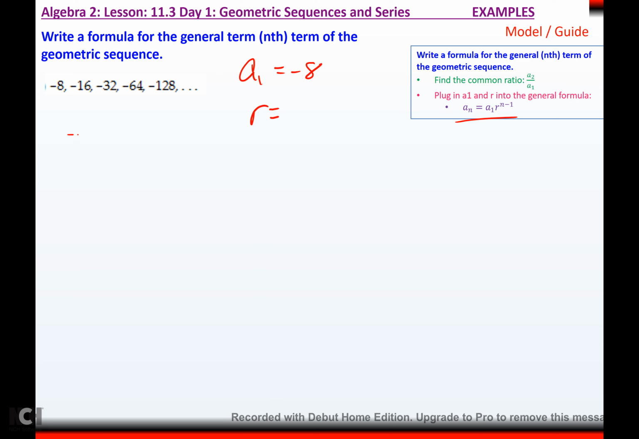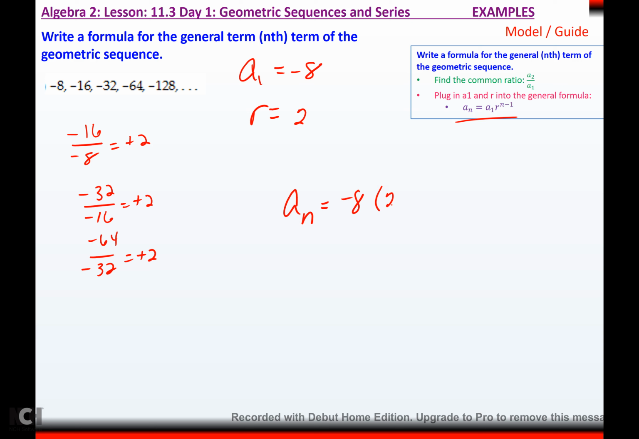So to figure out r, I'm going to do my division thing. Negative 16 divided by negative 8 is positive 2. Negative 32 divided by negative 16 is positive 2. Negative 64 divided by negative 32 is 2, so my common ratio is 2. To get the nth term, it's going to be the first term times my common ratio to the n minus 1. Done. There's my formula.